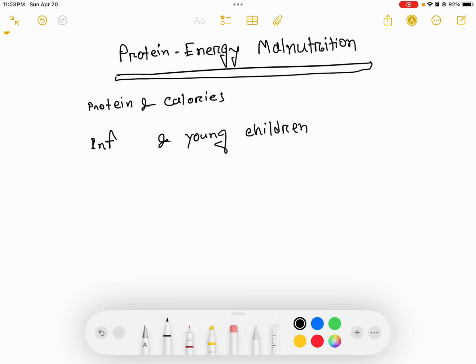Protein energy malnutrition is a range of clinico-pathological conditions arising from lack of varying proportions of protein and calories, occurring most frequently in young infants and young children, and is usually associated with infection.